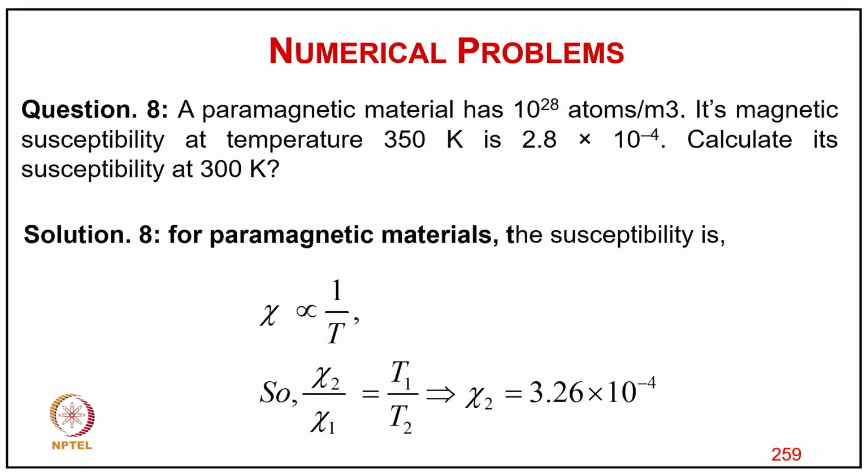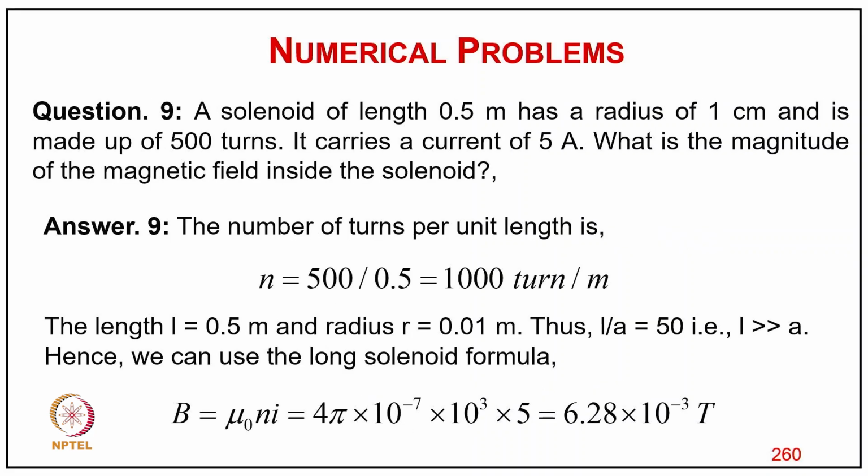So the question is, a paramagnetic material has 10 to the power 8 atoms per meter cube. Its magnetic susceptibility at temperature 350 is 2.8 into 10 to the power minus 4. Calculate the susceptibility at 300 degree Kelvin. The solution: for paramagnetic material, the susceptibility is inversely proportional to T. So we can calculate, X2 comes 3.26 into 10 to the power minus 4.